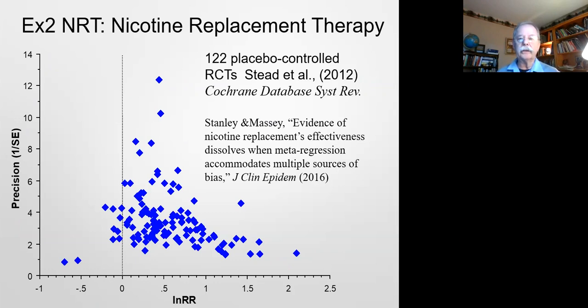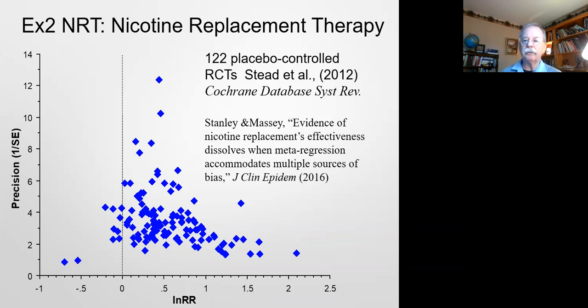Here's another example. It's nicotine replacement therapy. And there was a large Cochrane systematic review that concluded that nicotine replacement increases the rate of long-term quitting, that is quitting smoking, by approximately 50 to 70% regardless of setting. That comes from Steed et al. When we looked at this data, we found that when you account for both risks of bias and publication bias, there's virtually no effect of nicotine replacement therapy.